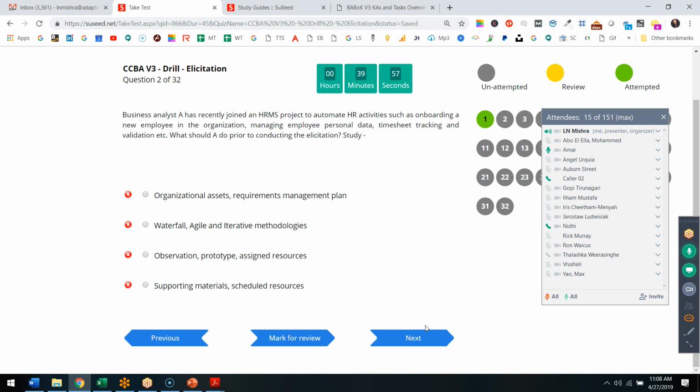Okay. Now between the two of you, is observation something that you study or is it a technique? Technique. It's a technique. But what it is asking is, what can you study? So study usually is a document. You can study a document. So among these options, which option points to documents?